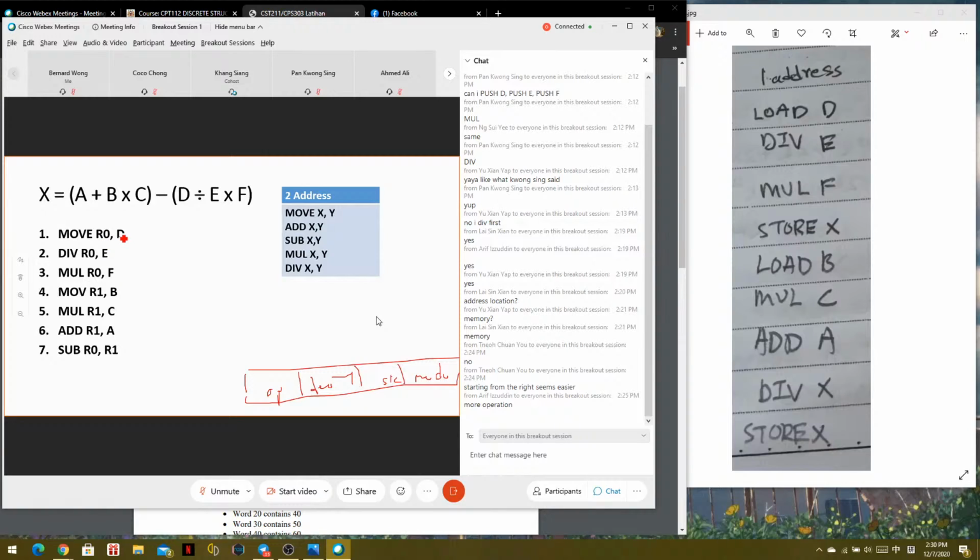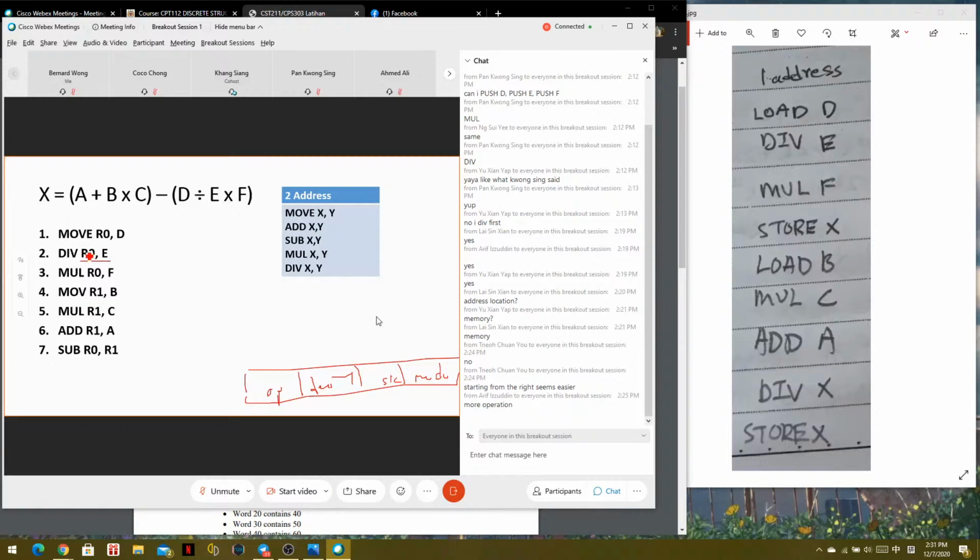Why do you want to move it to the temporary register or the general purpose register? Because it's faster when you do the operation. It can directly go to the CPU accumulator for processing. So you move the D to R0. After you move D to R0, then you can do the division directly.